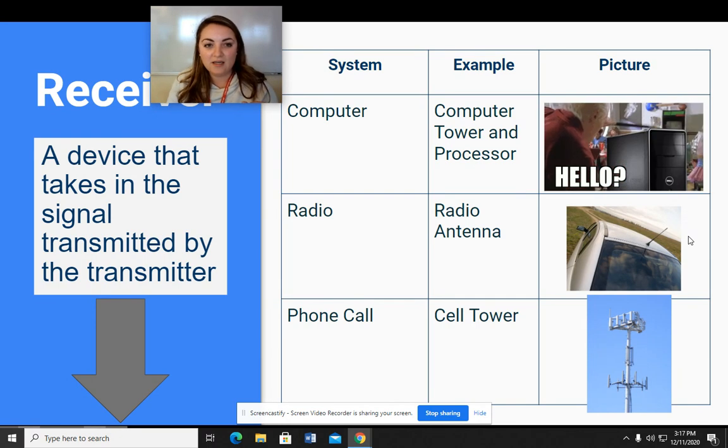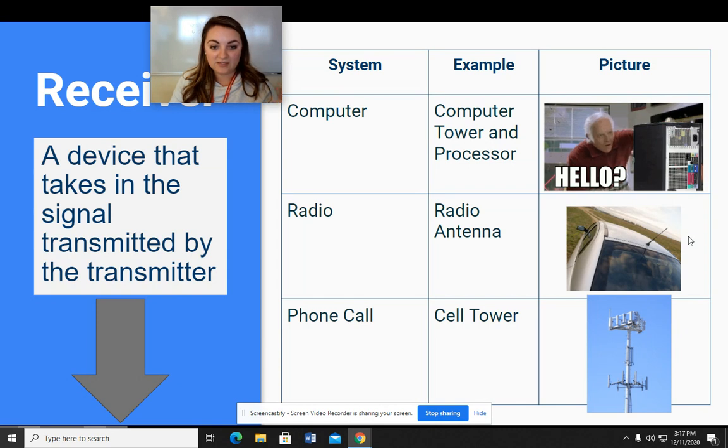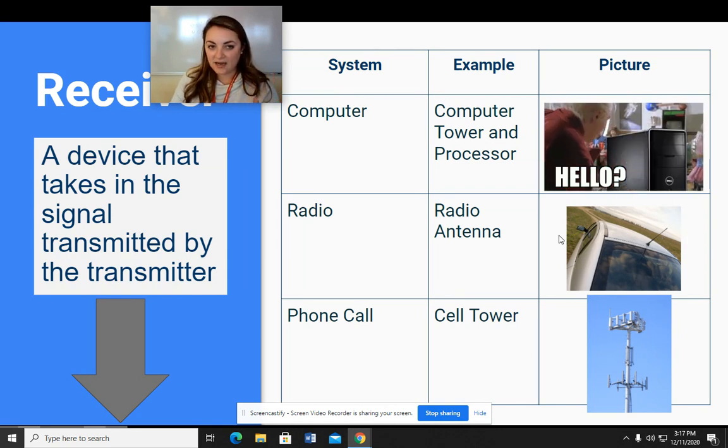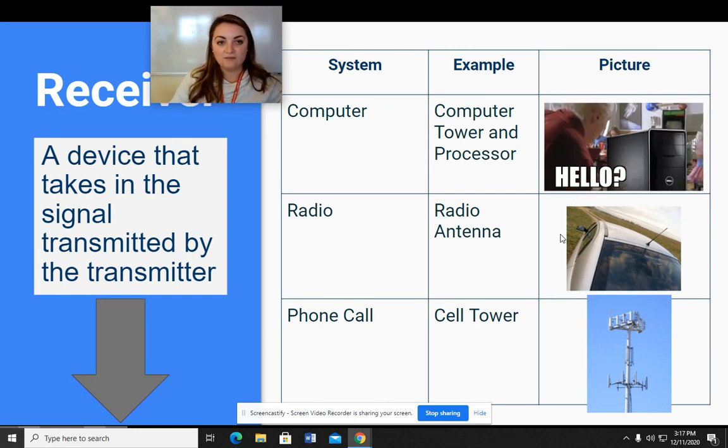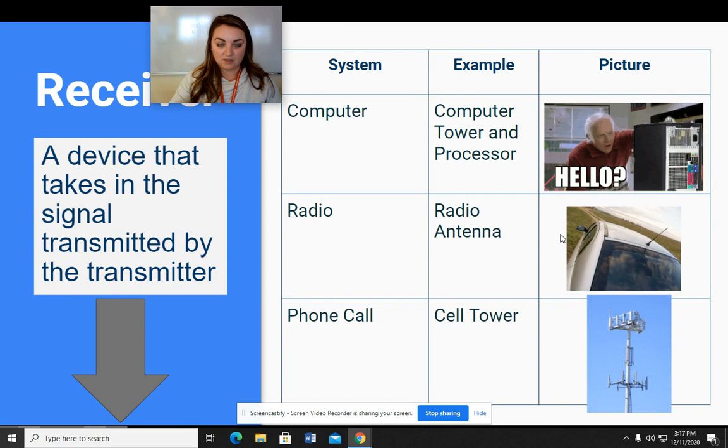And so those antennas will pick up that message sent by the transmitter. So they are the receiver. In a phone call, it can be the cell tower or the person's phone. It depends. Like I said, if I'm trying to call across several towns, it's going to go through this process of being transmitted and received and transmitted and received through each cell tower until it gets to the cell tower that's closest to the phone.